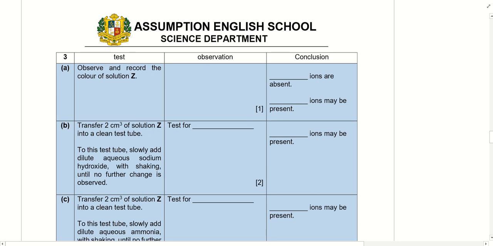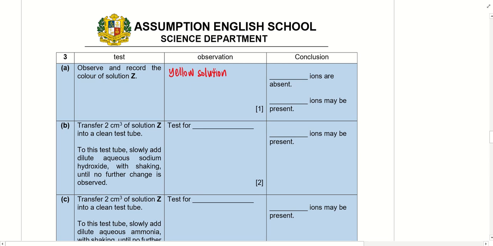Hi everyone, now we are doing question 3 for solution Z, and at first look, solution Z is yellow in color. It may be a little bit darker, close to orange, but somewhat dark yellow. Right, so once again, because it's yellow, you know that colored ions are present.